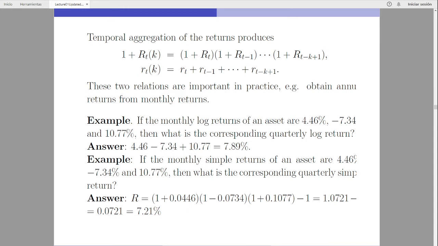So we will go for the logarithmic return in the first month, the logarithmic return in the second month, the logarithmic return in the third month, and then we'll sum them together. So our quarterly log return is 7.89%.